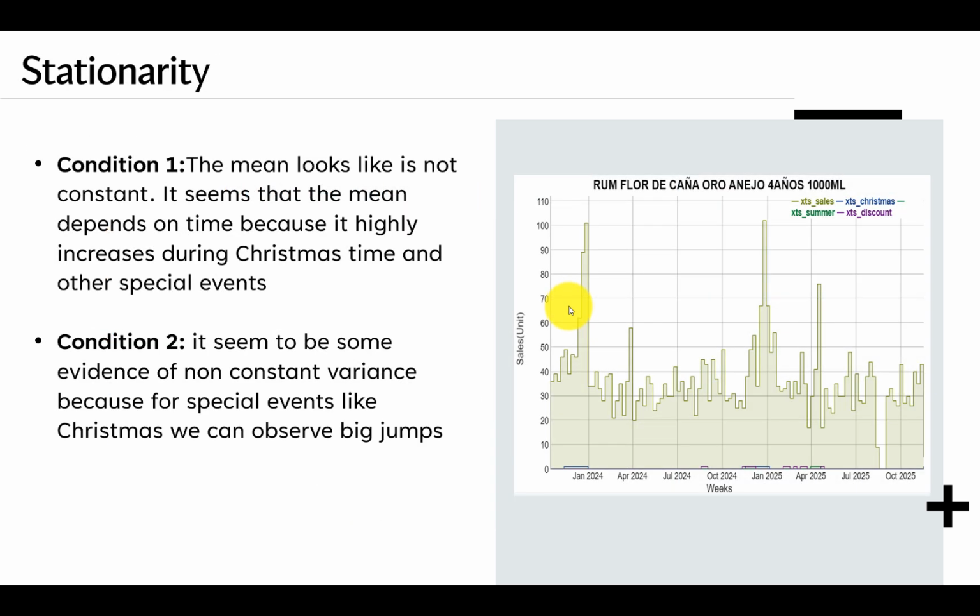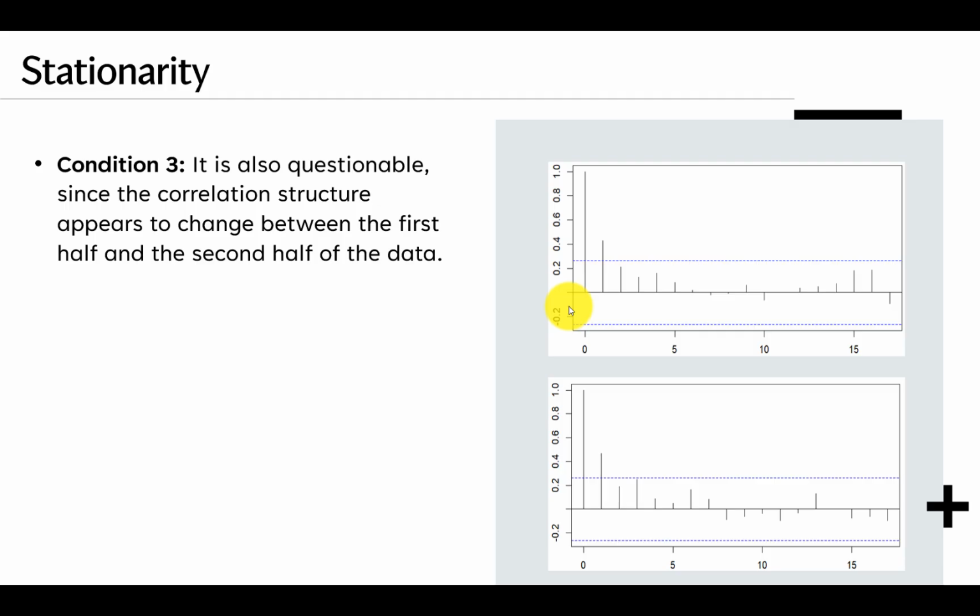We believe that this time series is non-stationary because it violates most of the conditions. For example, condition 1 is violated because we know that the average sales during Christmas increase. Condition 2 also seems to be violated because we can have different strong peaks during these special events. And finally, condition 3 is also questionable because the correlation structure seems to change between the first half and second half of the data, as we can observe here from the plots.